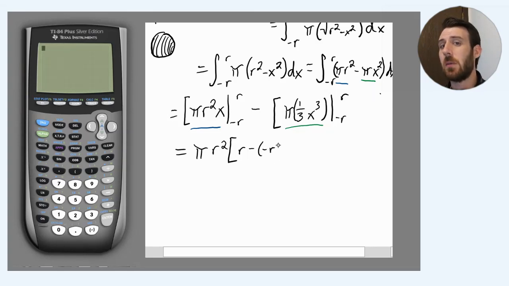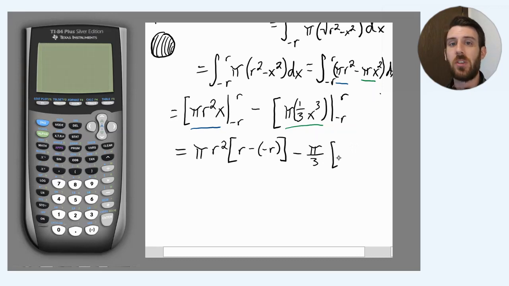Keep track of the parentheses when you're talking about minus the evaluation at the lower bound, because you want to use a negative r here and a subtraction. You want to make sure that those are both distinguished. The same thing is going to happen for the latter part. I'm going to choose to include parentheses here as well around the negative r cubed, even though in this case I could skip a step and just recognize that a negative r cubed is going to be negative r cubed.